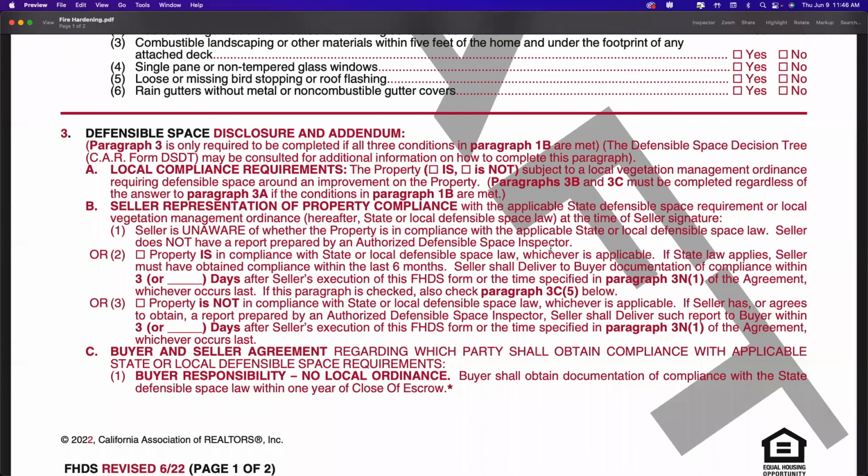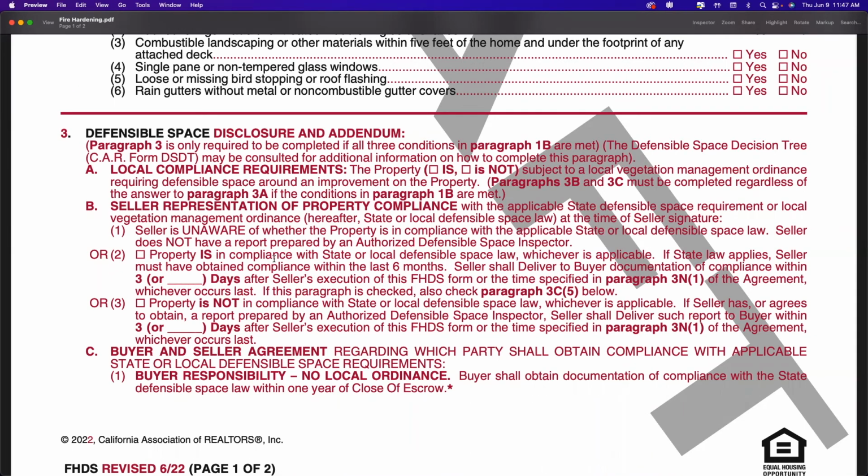The property is or is not subject to a local vegetation management ordinance. If the sellers know that, then you're going to check yes, it is or it isn't. Right? And they should know that if they're in that area. Seller representation of property compliance with the applicable state defensible space requirement or local vegetation management ordinance, hereafter state or local defensible space law, at the time of the seller's signature. Seller is unaware of whether the property is in compliance with the applicable state or local defensible space law. Seller does not have a report prepared by an authorized defensible space inspector. If you don't have it, you don't have it.